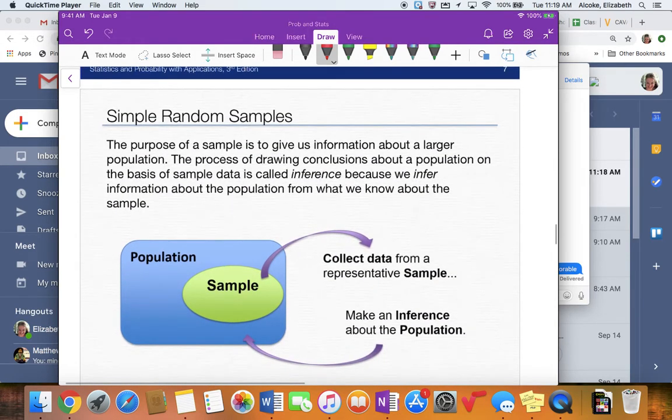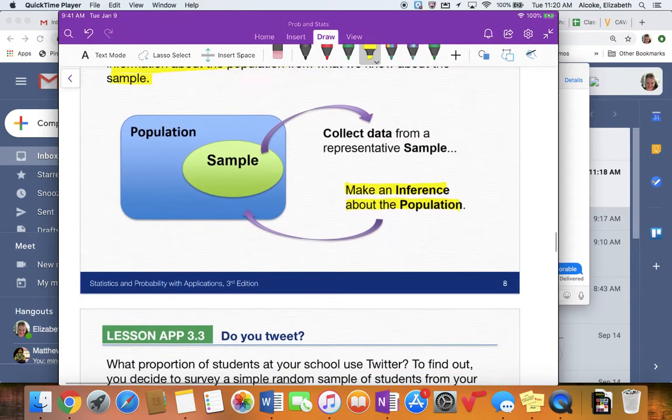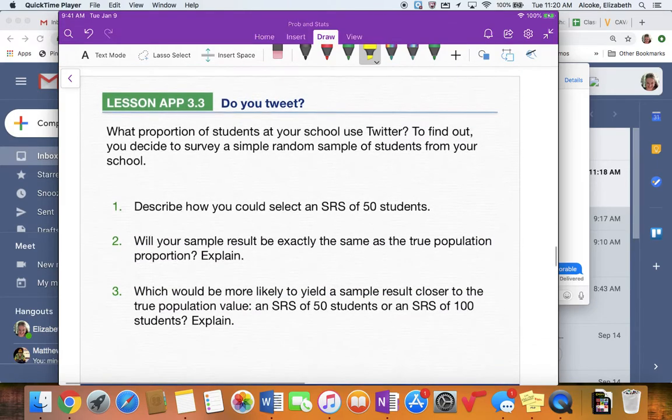The purpose of a sample is to give us information about a larger population. The process of drawing conclusions about a population on the basis of sample data is called inference, because we infer information about the population from what we know about the sample. So we talked about that on the very first day. A sample represents the population. So you collect data from a representative sample, and then you make an inference about a population. From the data we're collecting, we can make an inference about the bigger population.